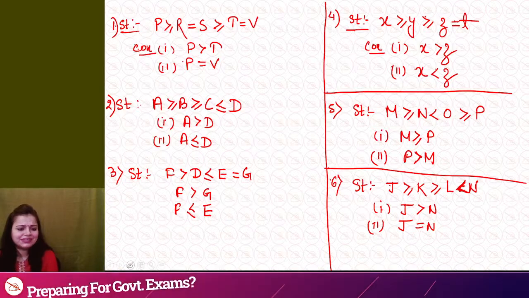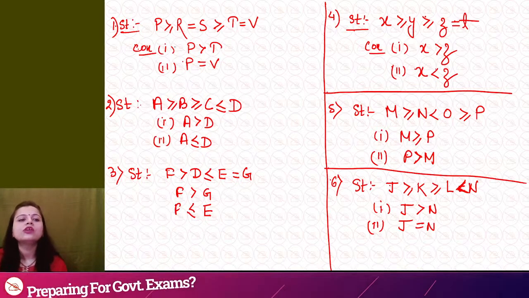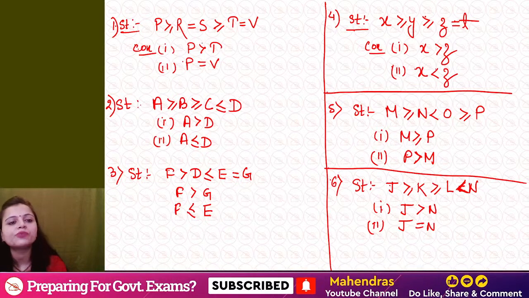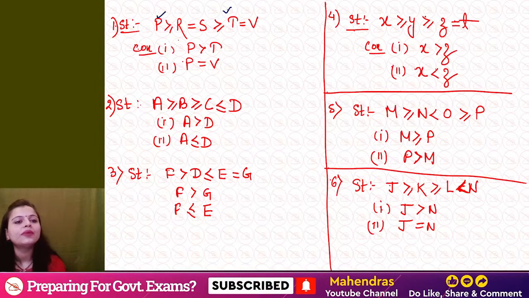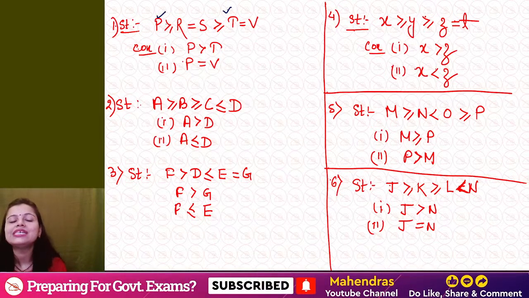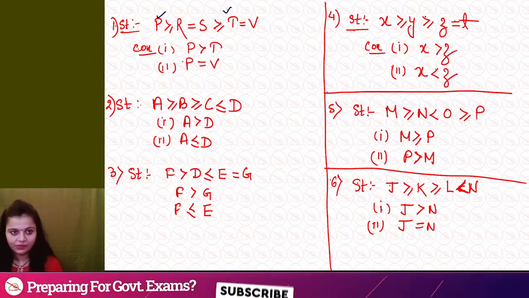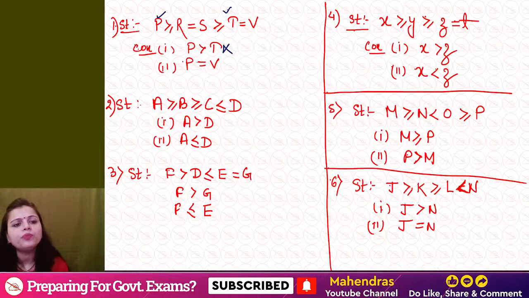Okay. Let's start. In the first one, just see the conclusion is demanding about the relation between P and T. So just see the relation between P and T first. The P and T, they are forming greater or equal, right? The relation between P and T is greater or equal because you are getting greater, equal, equal, greater, equal. That means P is greater or equal to T. So only greater is wrong.